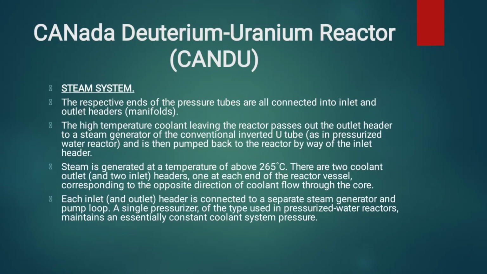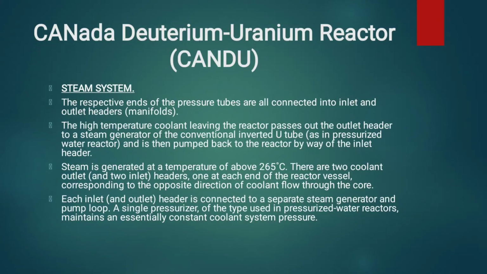Steam system. The respective ends of the pressure tubes are all connected into inlet and outlet headers. The high temperature coolant leaving the reactor passes out the outlet header to a steam generator of the conventional inverted U tube type and is then pumped back to the reactor by way of the inlet header. Steam is generated at a temperature of about 265 degrees Celsius.